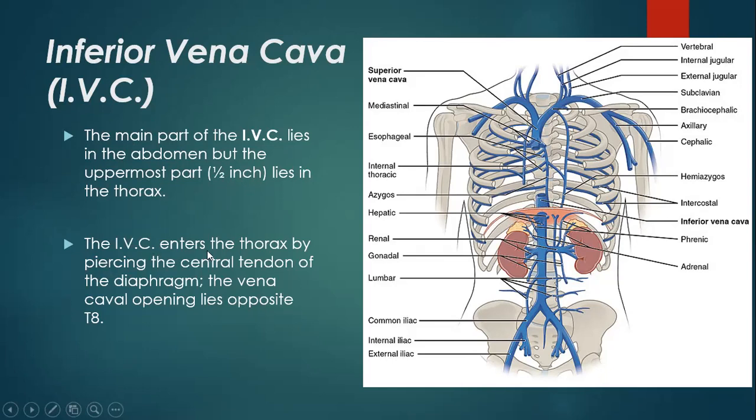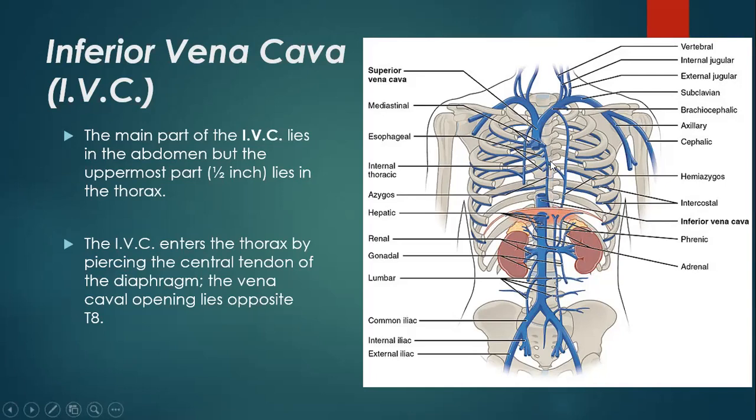The inferior vena cava enters the thorax by piercing the central tendon of the diaphragm. The vena cava opening lies opposite the T8 vertebra. So there are three important openings in the diaphragm. One of the very important openings is the inferior vena cava, which is at the level of T8. Then the esophagus opens at T10 and the aorta opens at T12.